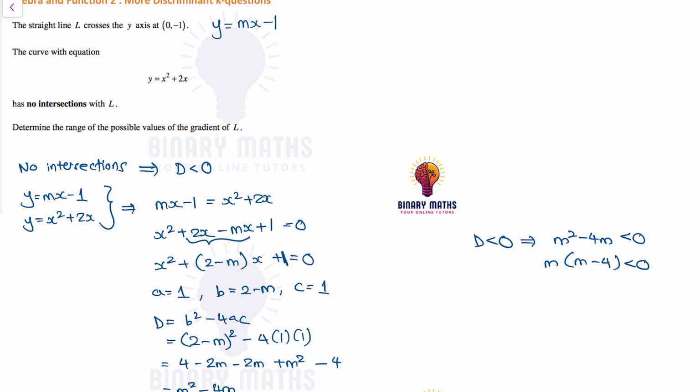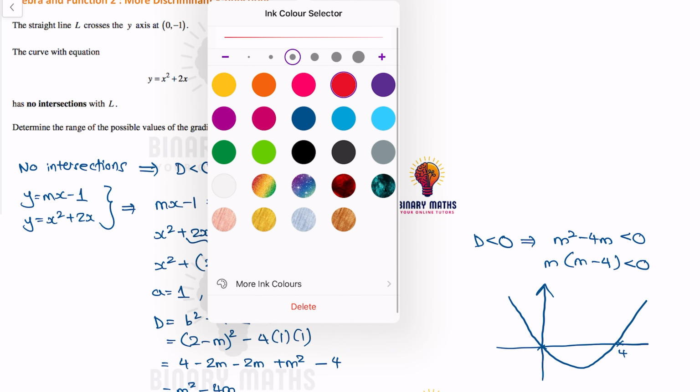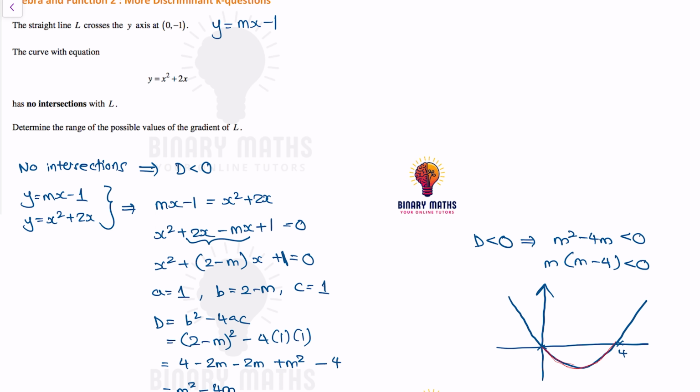This is a quadratic inequality, so always do your sketch. Your two roots are 0 and 4. This is a positive quadratic, so it looks like so. We're looking for the part that is less than 0, so below the x-axis, and the range of values that give you this is everything between 0 and 4. Again, it's a strict inequality here, so my solutions will have strict inequality. It means all m values between 0 and 4, and that would be my final solution for that one.